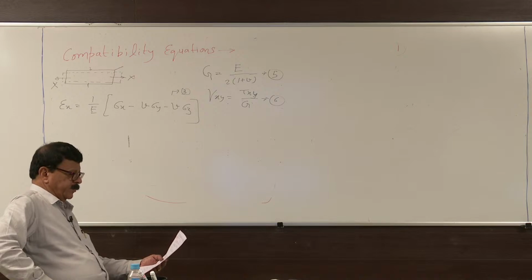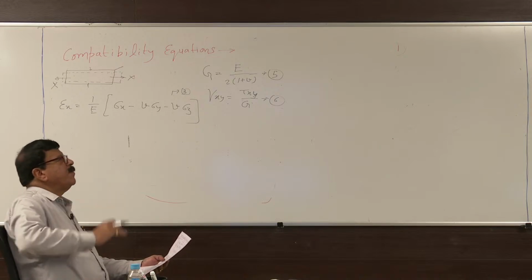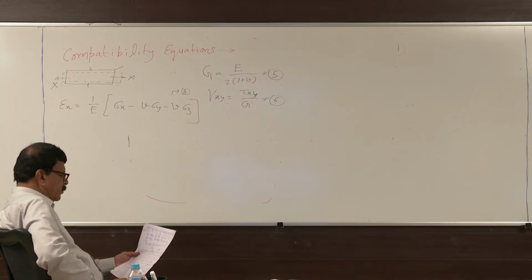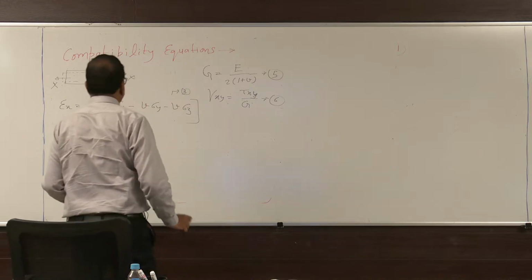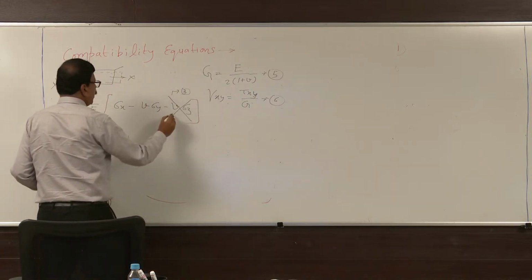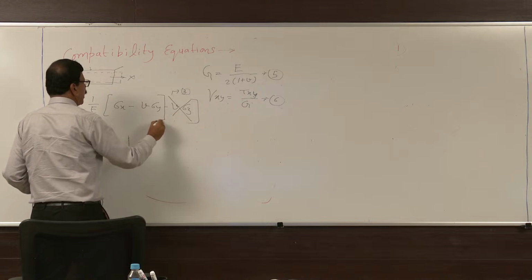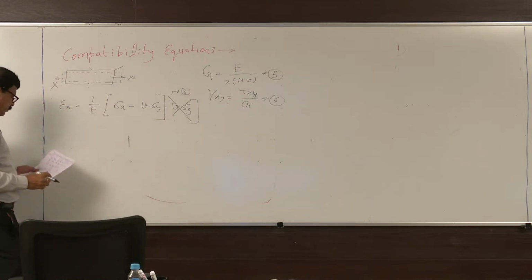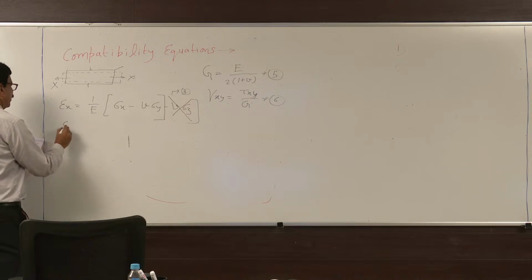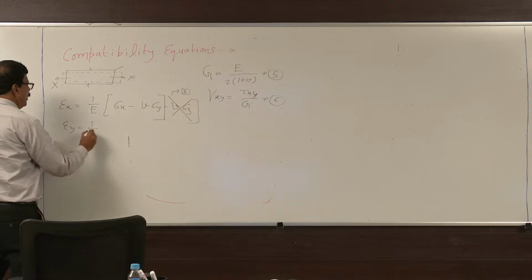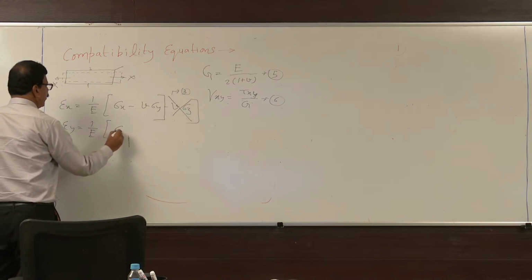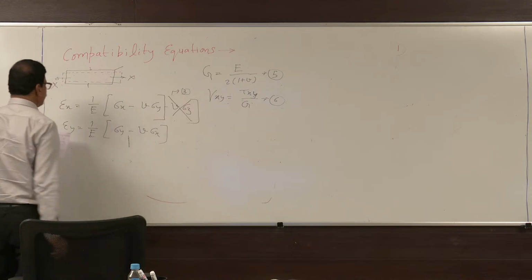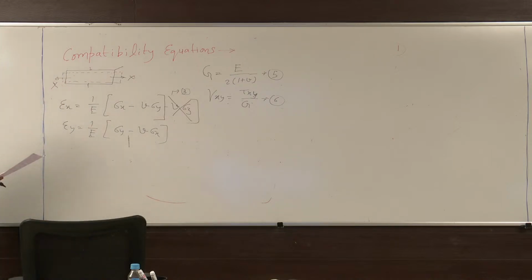Now, in the case of two-dimensional stresses, sigma z becomes 0. So the equation remains like this: Ex is equal to 1 upon E (sigma x minus v sigma y). Similarly, Ey is equal to 1 upon E (sigma y minus v sigma x), like this for the two-dimensional cases.